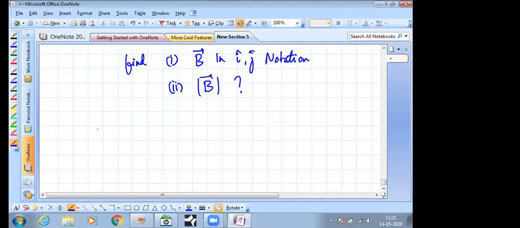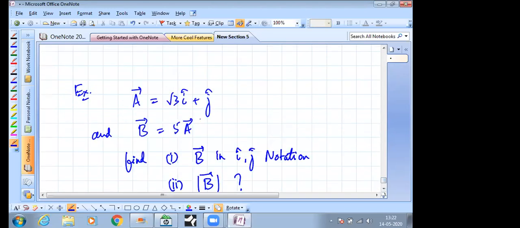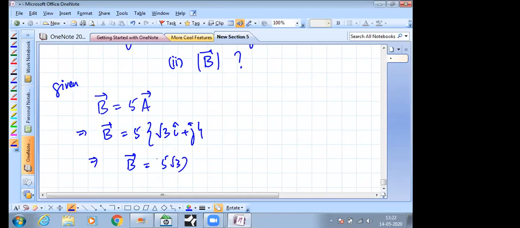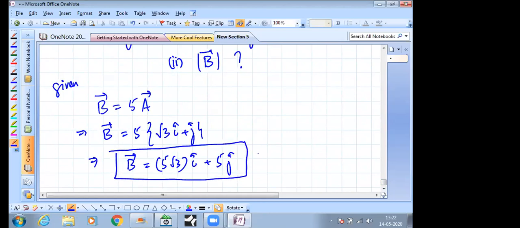So you can see that given that B was 5 times vector A, next what we'll do is we'll just substitute in this equation that B is equal to 5 times A, we'll substitute the value of A in component form. Okay. So given this, it means that the vector B is 5 times whatever vector A was given to me, which is root 3 i cap plus j cap. So vector B, as you can see in component notation, is becoming 5 root 3 i cap plus 5 j cap. So that's the first part's answer.